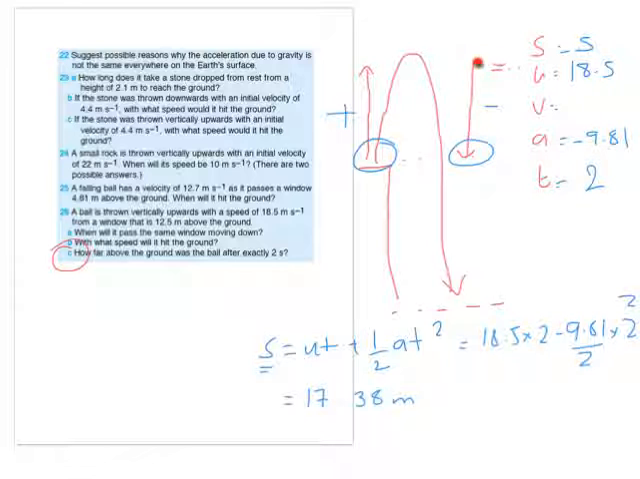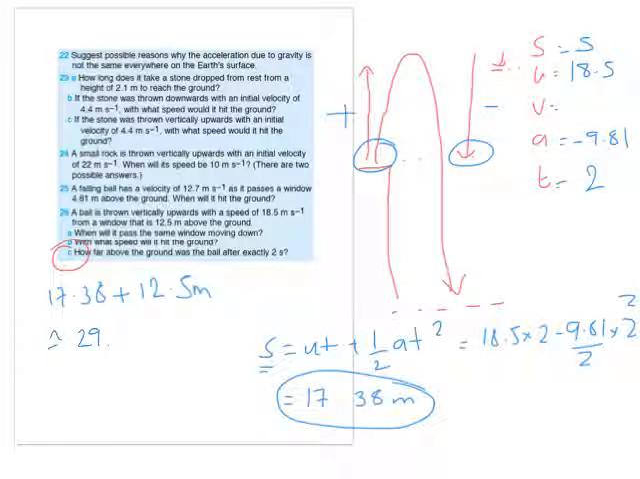But of course, it wants to know how far above the ground it is. So what you need to do now is add 17.38 plus 12.5 meters, which gives you a total of approximately 29.9 meters.